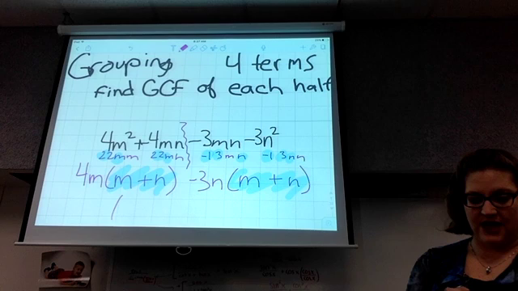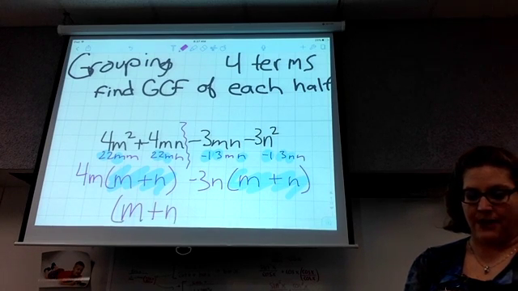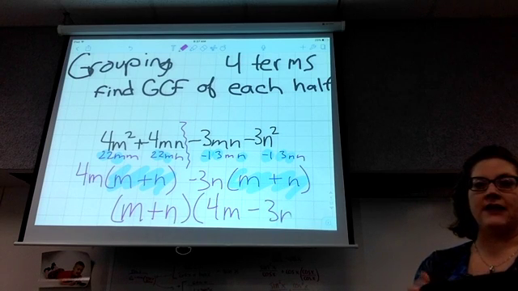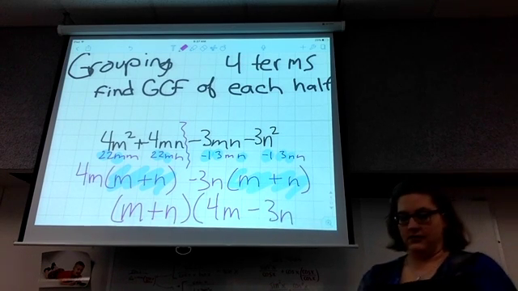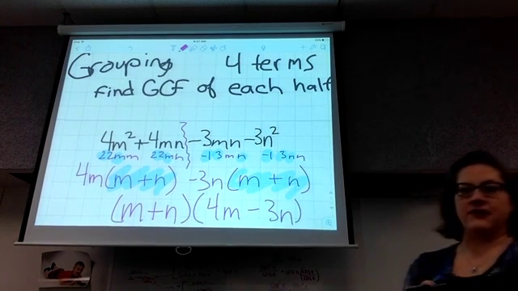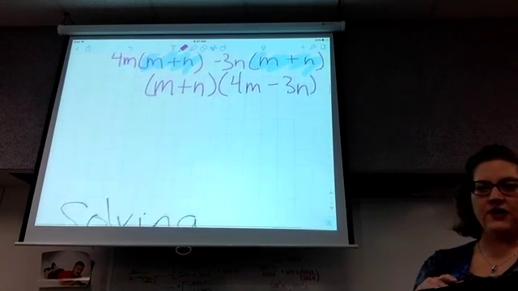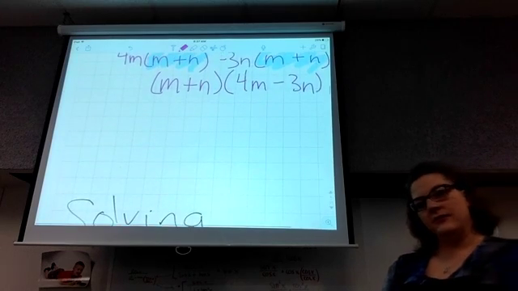So that is my new GCF, the M plus N, that binomial. And we're left with 4M minus 3N as our final answer right there. Okay, so as far as factoring goes, GCF and grouping, that's what we're looking at.